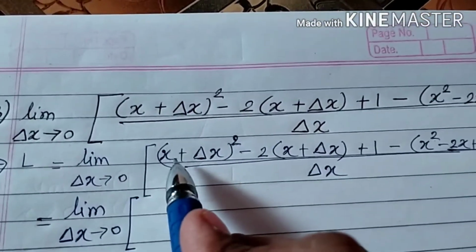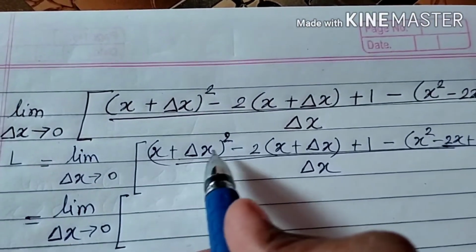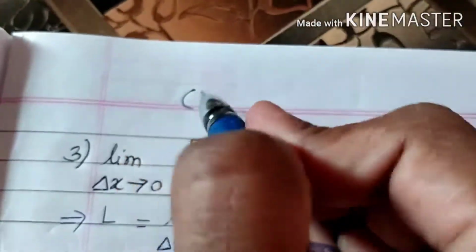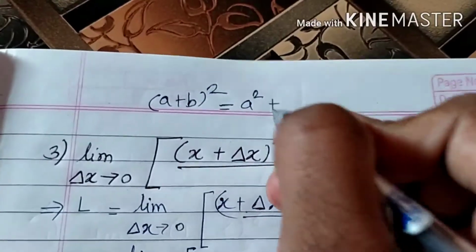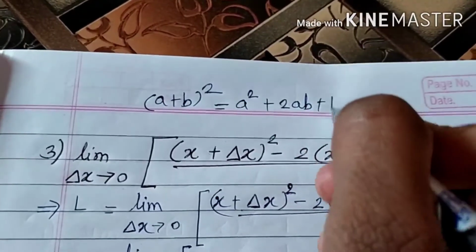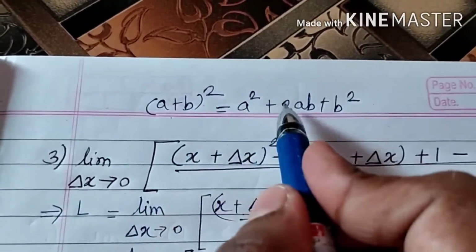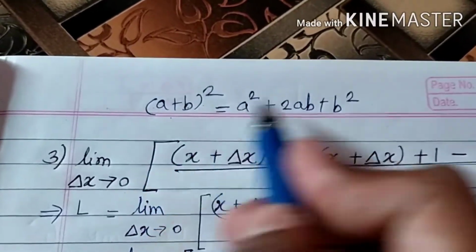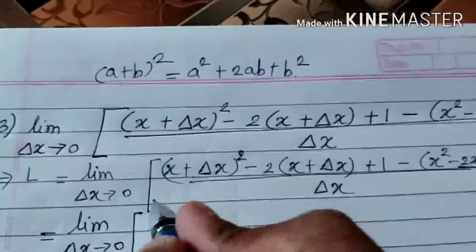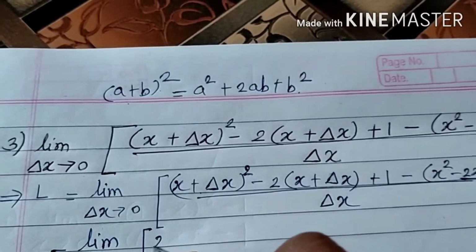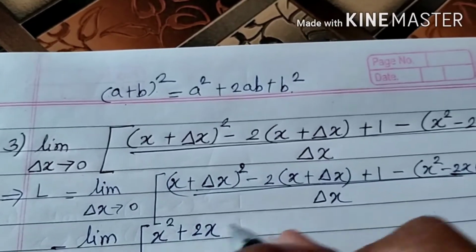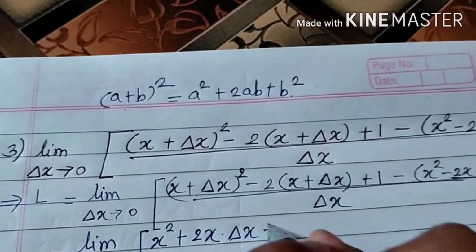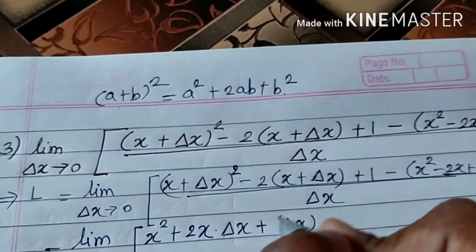Now here suppose it is (a plus b) whole square. So we know the formula, what is that formula? It is a square plus 2ab plus b square. Means first square, then plus 2 into first and then second square. So using that formula here, x square plus 2x into delta x plus delta x square.